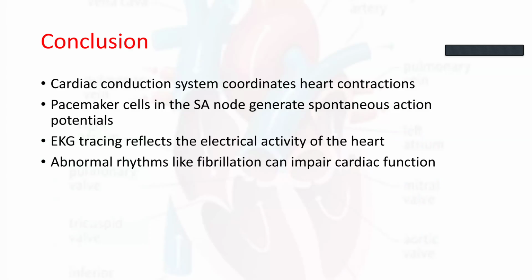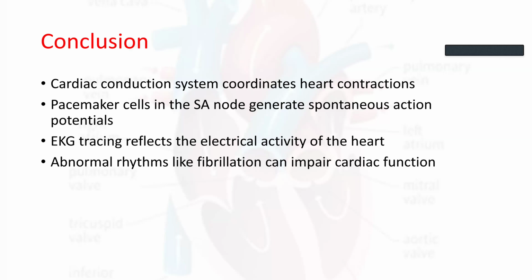My conclusion is the cardiac conduction system is essential for the proper functioning of the heart. It coordinates the organized and rhythmic contraction of the heart's chambers, ensuring efficient blood flow through the cardiovascular system. The pacemaker cells in the sinoatrial node play a crucial role by generating spontaneous action potentials, which then propagate through the conduction system and trigger the coordinated contraction of the atrial ventricles.